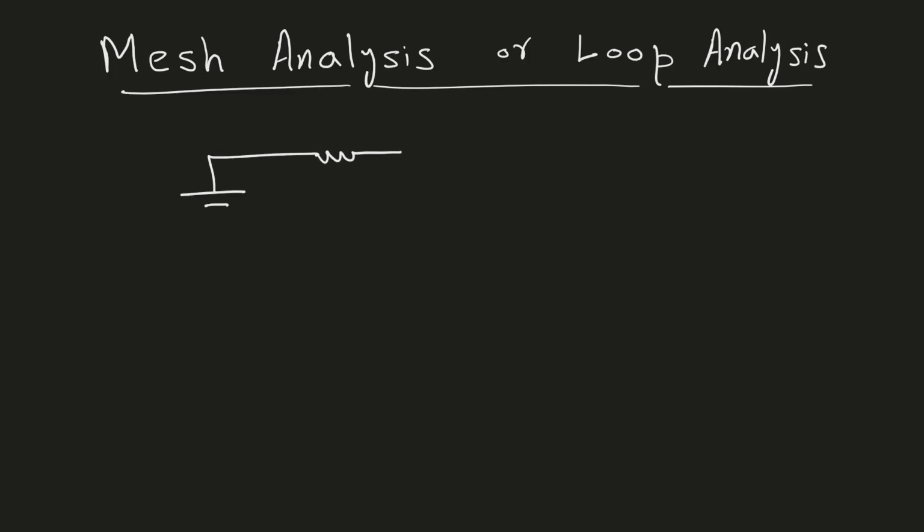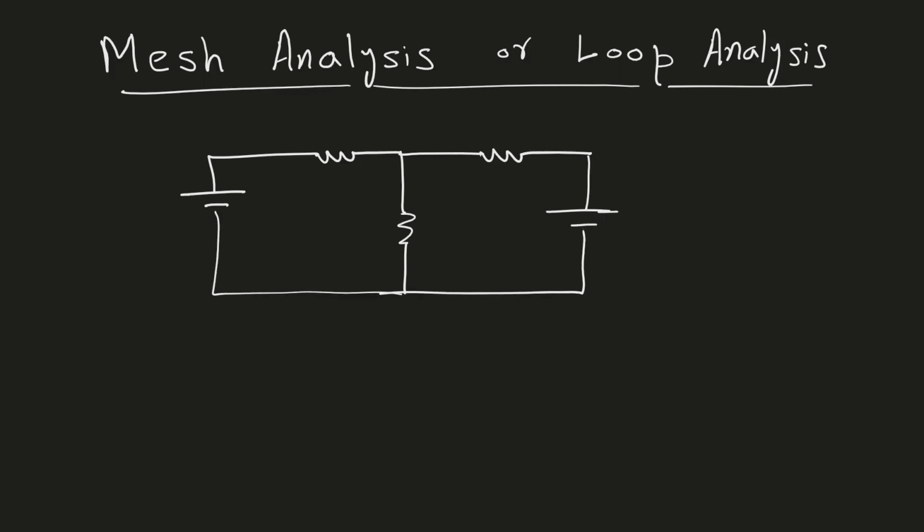For example, we have this circuit with two different loops, and let us consider two different power supplies as well. The one on the left is source 1, so we will call it VS1. These resistors are R1, R2, and R3, and the second source is VS2. So let's consider this circuit and solve it using mesh analysis.